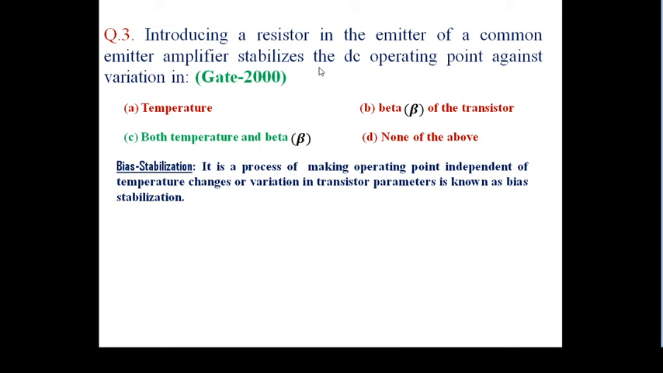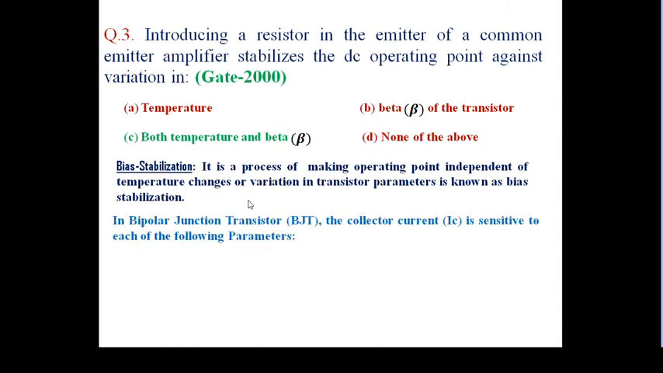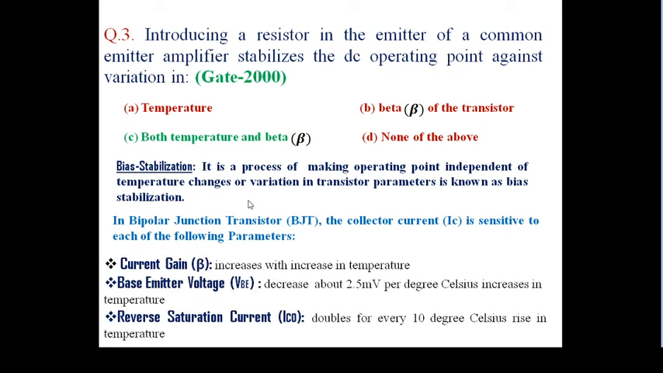Bias stabilization I already discussed in my last video lecture, bias stability. From that, this is the process of making the operating point independent of temperature changes or variation in transistor parameters, known as bias stabilization. It may be considered in the case of a BJT. We are thinking that the collector current is very sensitive to three parameters. Which are the three parameters? The VBE value, beta value, and reverse saturation current.